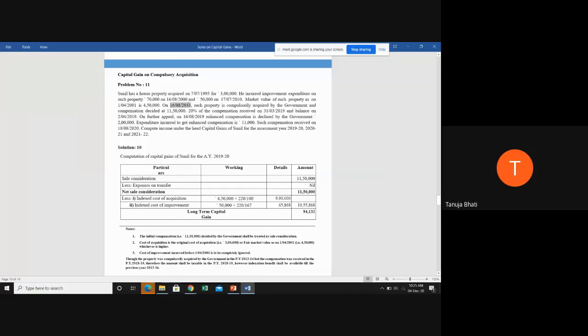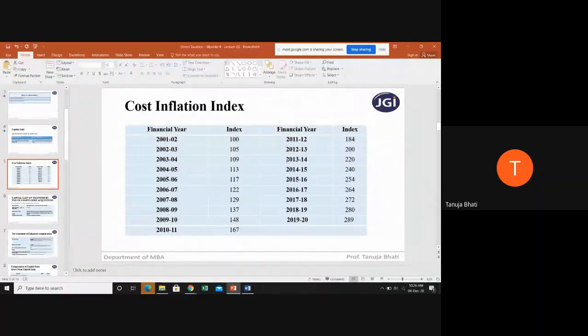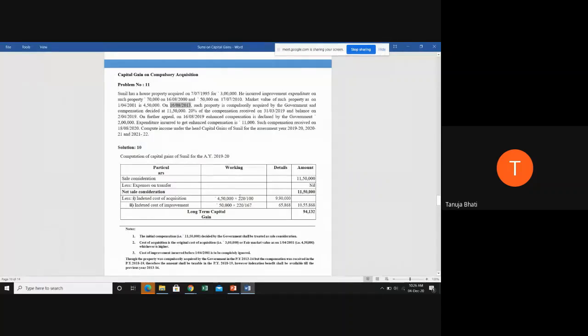So here it is compulsorily acquired in the year 2013. So what is the CII index of 2013? For 13-14, the CII index is 220. So 4,50,000 into 220 divided by the CII of the year of acquisition. Now, since it is acquired before 1995, we have to take 100 as the base because the CII starts from 2001 and it starts from 100. That is why we're taking 100. When you solve this, you will get 9,90,000.